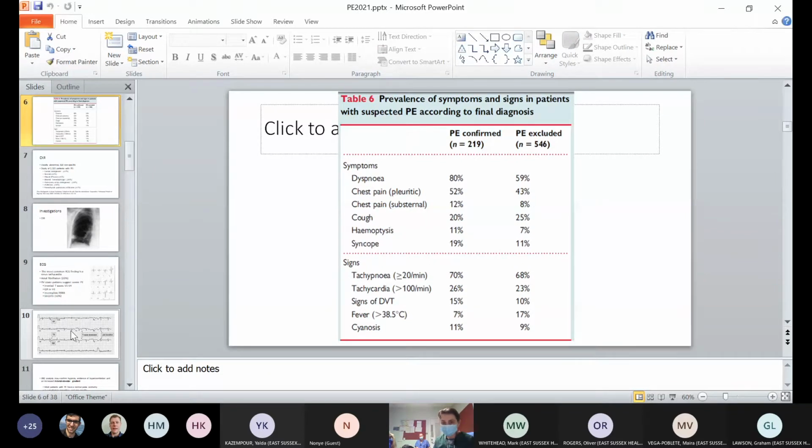But as I said, symptoms alone, you should know the symptoms. You should know, for example, fever. People can present with it, so you're aware of that, but you have to put together the whole picture, risk factors, stratification, everything, to come up with a diagnosis of possible or confirmed PE.